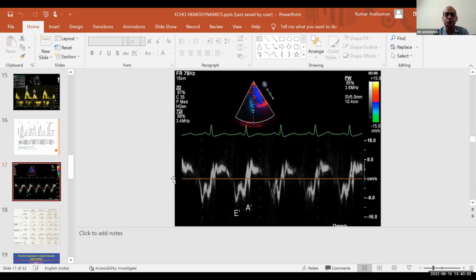So this is the tissue Doppler. Here, the tissue Doppler we apply at the medial annulus of the mitral valve, and it gives you just like E and A, but on the lower side. So this is the tissue Doppler imaging, where you get first E prime and second A prime. With the ratio of the E prime and A prime and the E wave and A wave, you decide whether the diastolic dysfunction is grade 2, meaning pseudo normal, or normal.